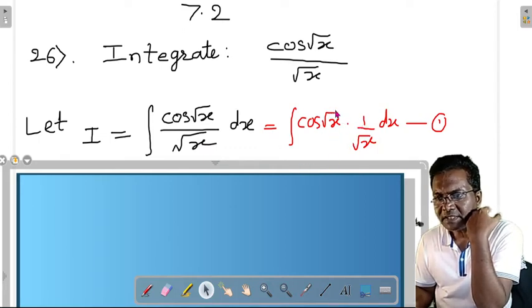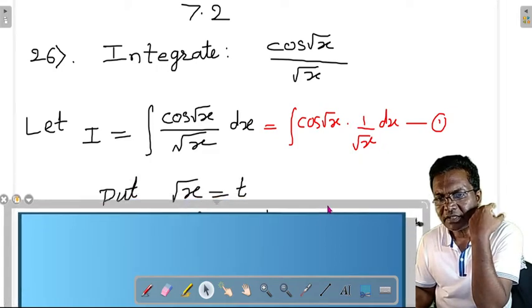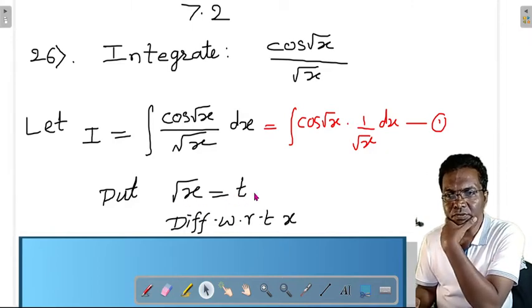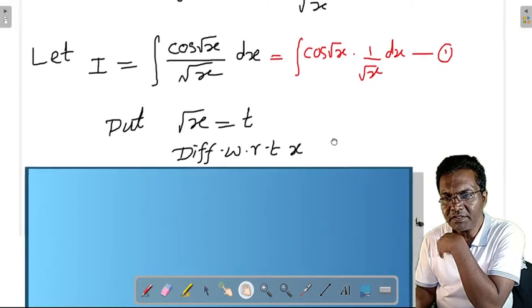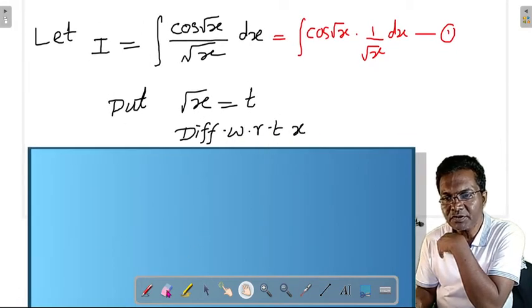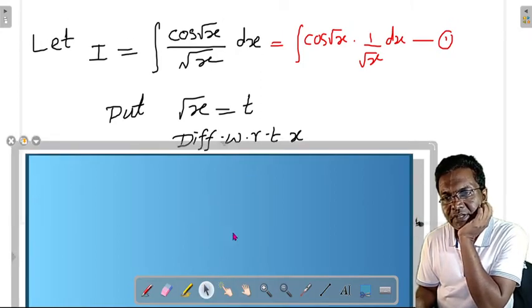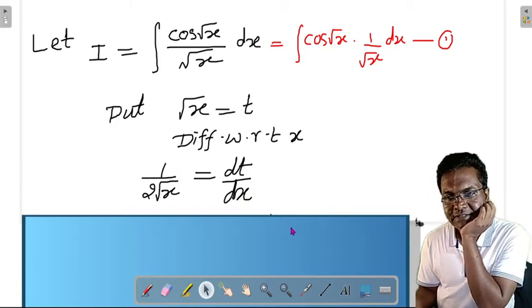Now if you substitute root x equals t, the derivative of root x will be 1 by 2 root x, which you will get here. That is the reason we put root x equals t and differentiate with respect to x. What is its derivative? It is 1 by 2 root x. The derivative of root x is 1 by 2 root x, dt by dx.